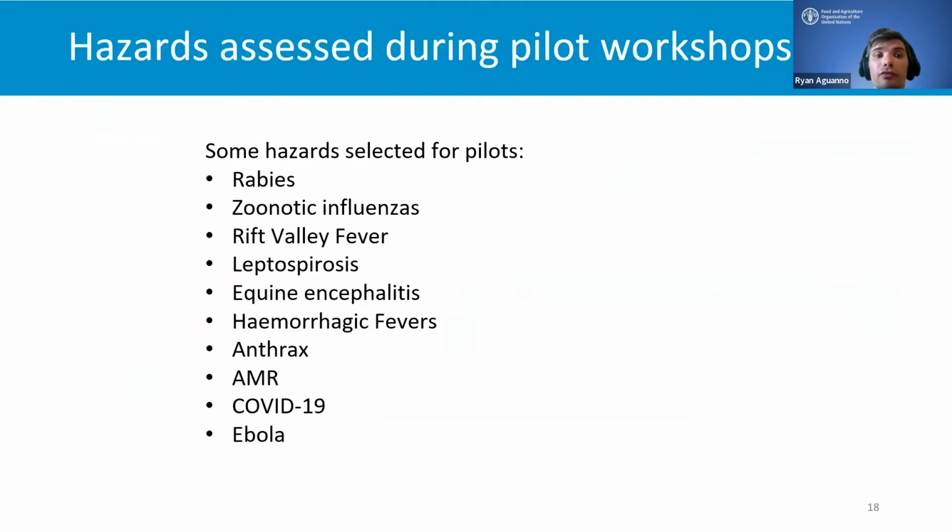A variety of zoonotic hazards have been covered. So just a list there of some examples. And we are, again, looking at these hazards at the interface, as we're looking at the likelihood and the impact of transfer from either humans to animals, animals to humans, or various hazards from the environment to animals or to humans.